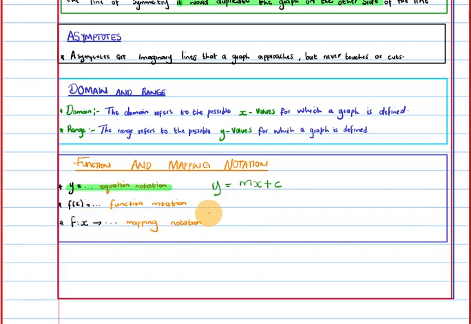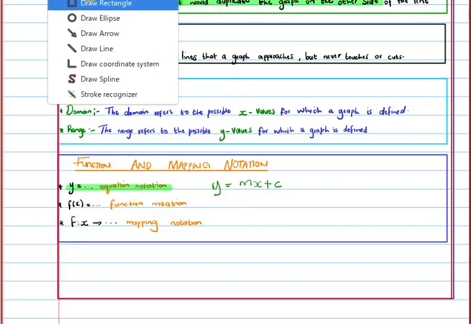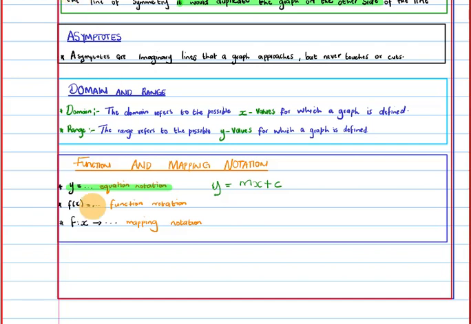But if it's f at x that is being equated to something, that one is no longer in an equation notation, but it is in what? It is in a function notation. So a mapping notation is when you say f at x maps to something.